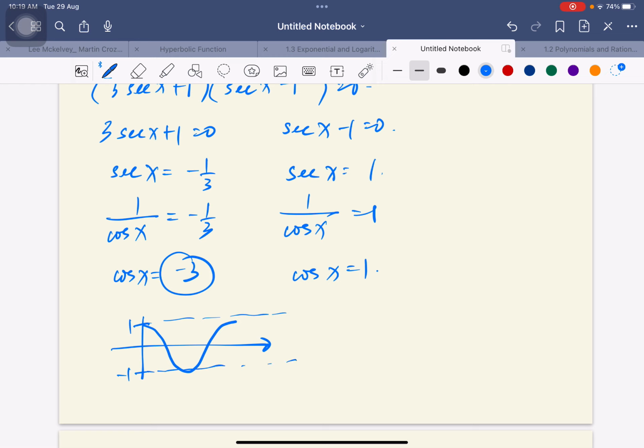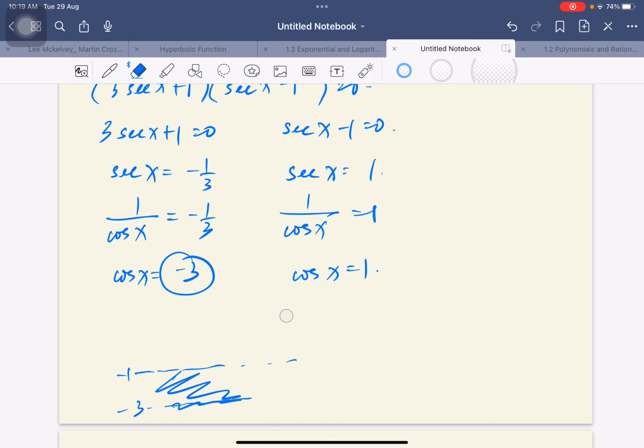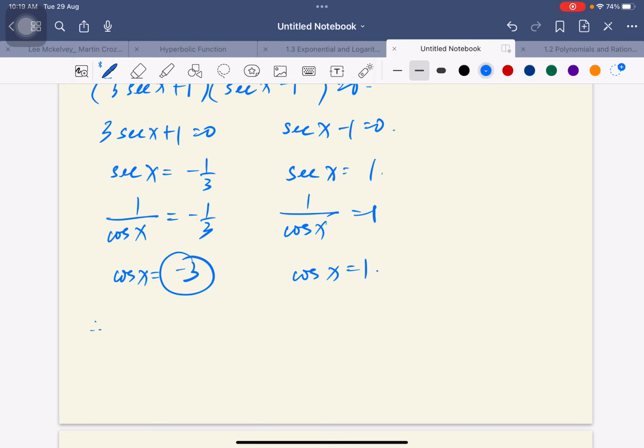There's no -3. -3 is way down here. There's no graph that goes beyond -1. So obviously it's not possible, which means there's no solution for cos x equals -3. So the answer: there's no solution. It's not possible.